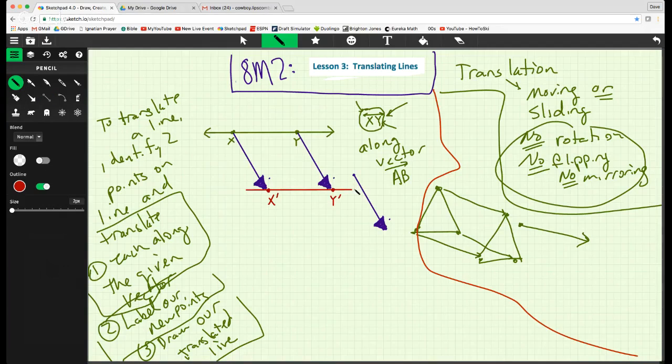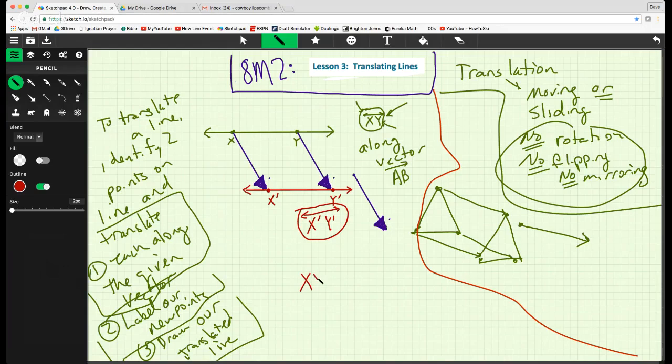XY. And to make sure that we understand it's a line, I'll put my arrows on each side. And we have our line X prime, Y prime. And there's our translated line. Interesting to note. What can you say about line XY and line X prime, Y prime? And we're going to talk more about this on the next slide. But the interesting thing that you can say is, well, ask the question, will these lines ever intersect? And the answer is no, they're not going to intersect.